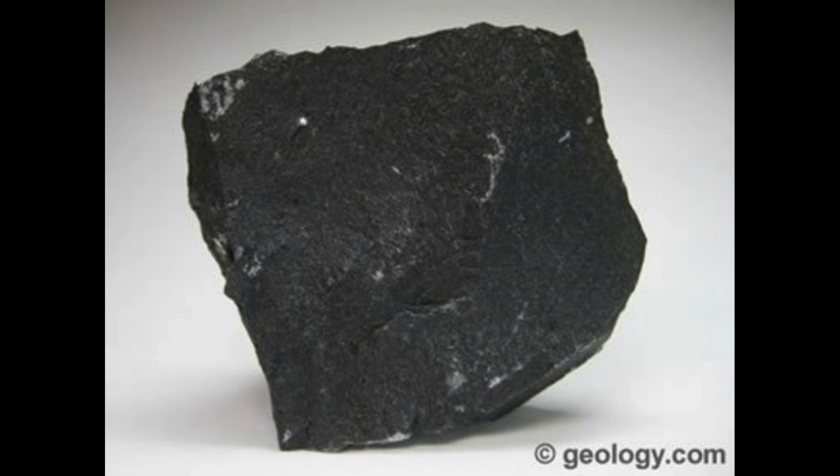Okay, so for now, based on texture, the rock is aphanitic, fine-grained. Based on origin, it's volcanic, and based on its mineralogical composition, it's mafic. So the name of the rock is basalt. However, we cannot call it basalt just by looking at its physical properties. We need to take a look at its mineralogical composition through a microscope.